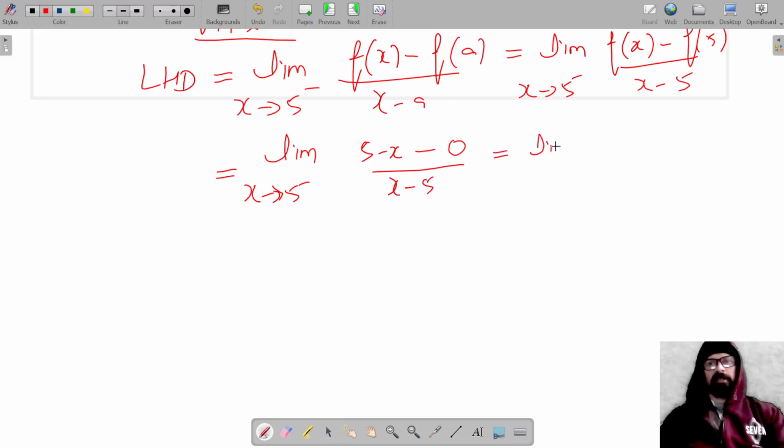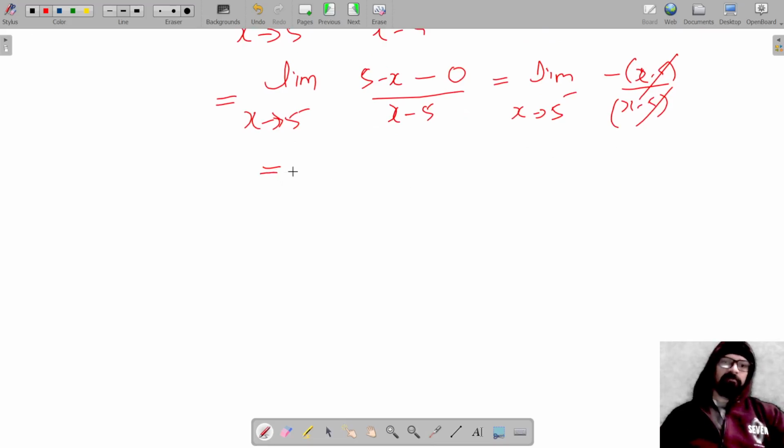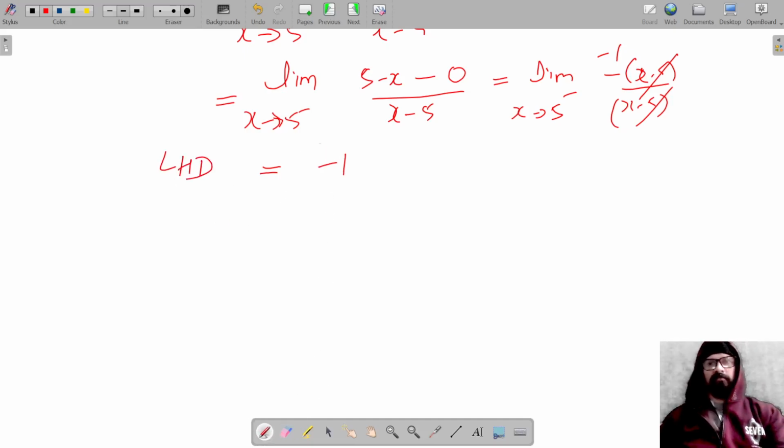I can write it as limit x tends to 5 negative, and if I take the negative out, this is x minus 5 by x minus 5. This gets cancelled, and finally the limit is negative 1, so the answer is negative 1. That means the left-hand derivative is equal to negative 1.